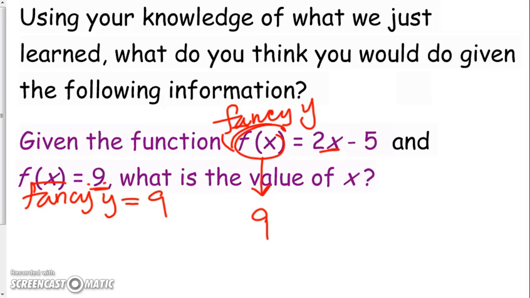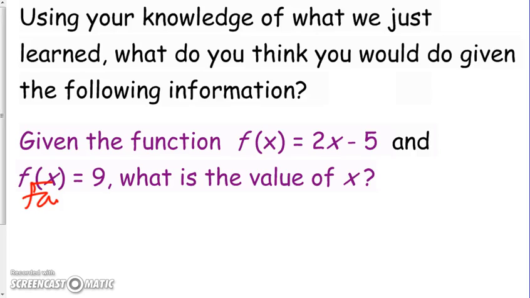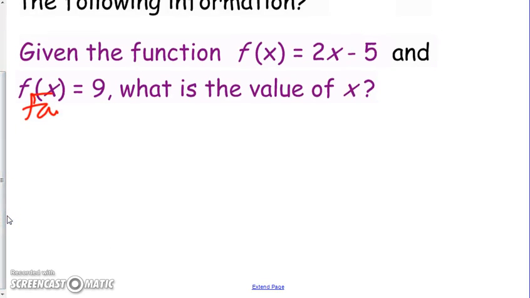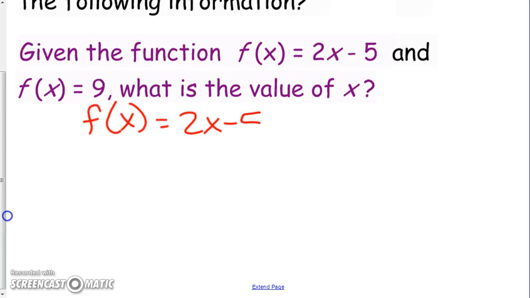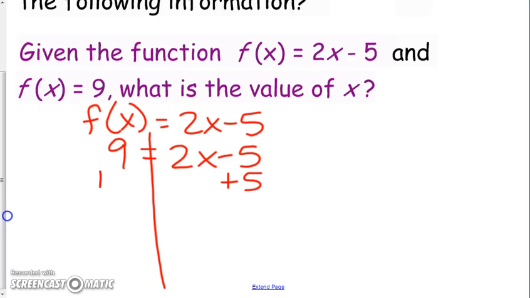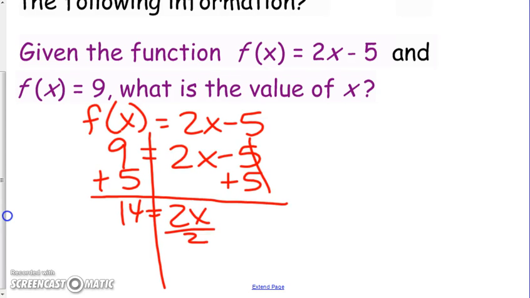So let's solve this problem. F of x equals 2x minus 5. We know that f of x equals 9, so 9 equals 2x minus 5. And now just solve for x. So plus 5, plus 5. 14 equals 2x, divide by 2, divide by 2, so x equals 7.